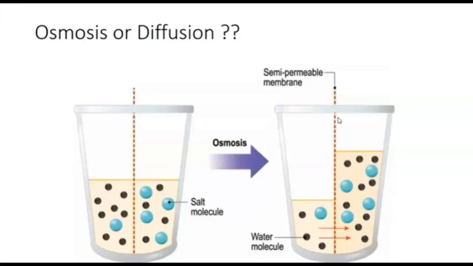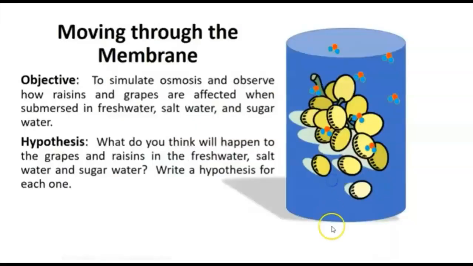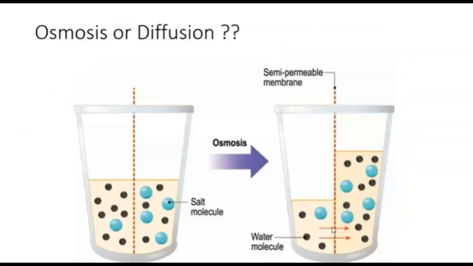Osmosis or diffusion? Good, osmosis. So when we look at this picture here, the black dots are water molecules, the blue dots are labeled as salt molecules, and actually here's the answer right here. As we look, we have our water molecules where there are many on the left side, fewer on the right side, moving across our semi-permeable dotted membrane here, until they reach an equilibrium.